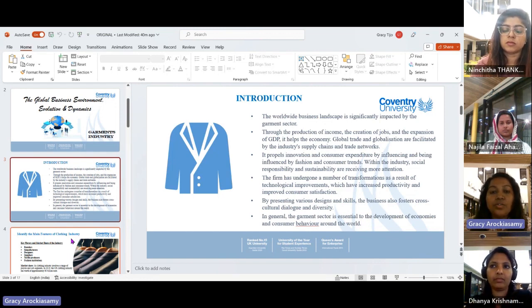The clothing industry, also known as the fashion industry in the global sector, involves the design, manufacture, distribution, and marketing of clothing and accessories. The global business environment is defined as a collection of various external factors that have the power to influence businesses and their operations at the global scale. These factors include political, economic, social, legal, and other positive and negative impacts on the business.